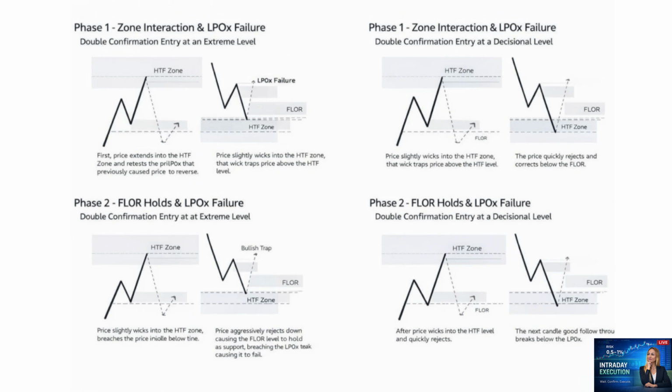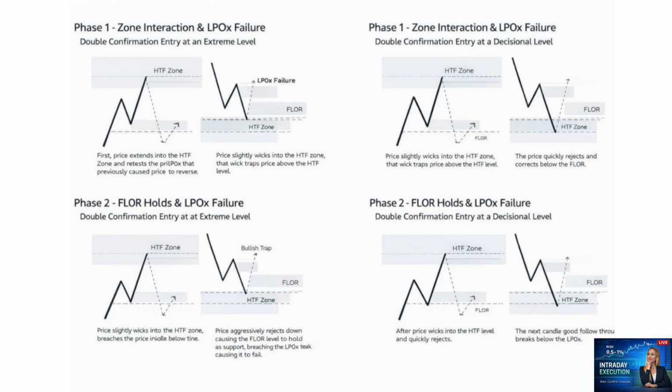Another example is we have price interacting with a level of higher time frame supply. We come down into the last point of demand, and it gives a reaction, the initial reaction, the extreme of the reaction. Then we see the failure of the initial reaction and the price trades higher, sweeping the extreme of the reaction leg and then trading lower, causing the last point of demand to fail.